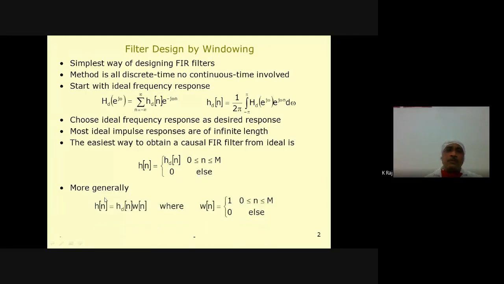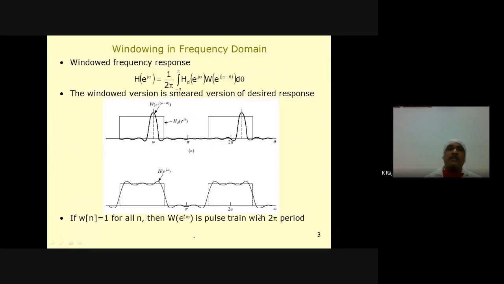More generally, we can say h[n] is whatever is the hd[n] related to the ideal impulse response, multiplied by w[n], where w[n] is ideally considered as 1 for the given length, and otherwise it will be considered as 0. Now we will see the different types of windows that will be used in order to design the FIR filter. Windowing in frequency response.